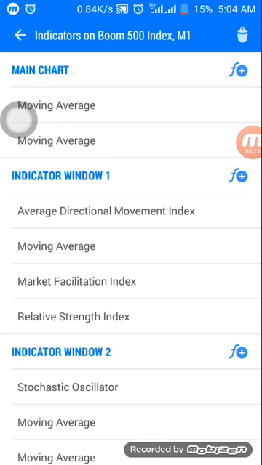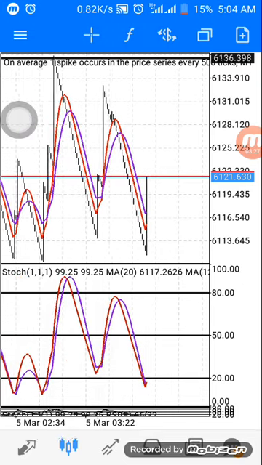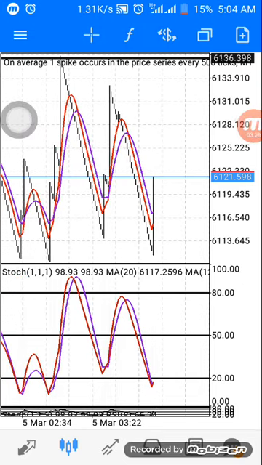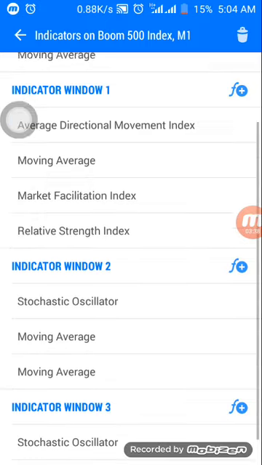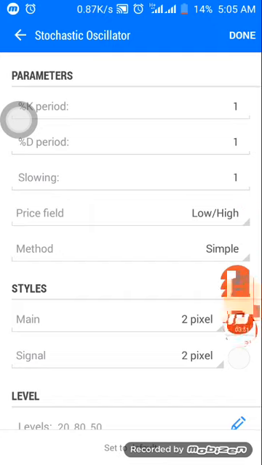All right, after that you should have something like this on your main chart. Now on the window indicator, we have the same thing we have on the main chart, except that we have a stochastic oscillator. K period is 1, D period is 1, slowing is 1, price field is low/high, method is simple. Then for the colors here, I choose my background color.